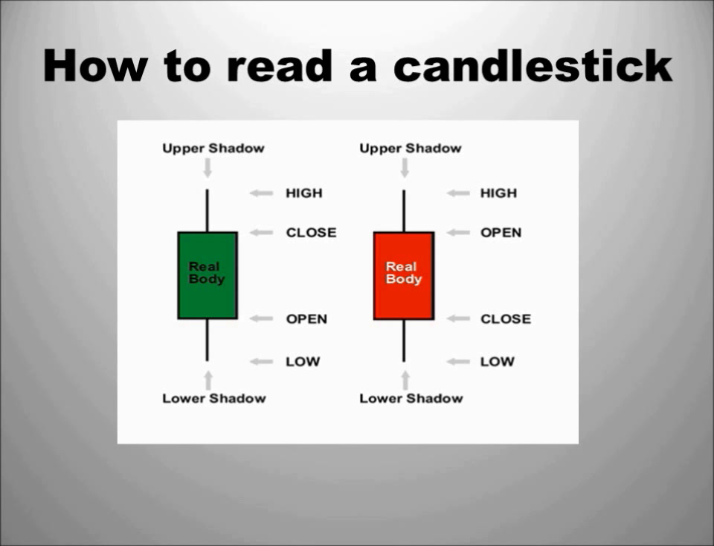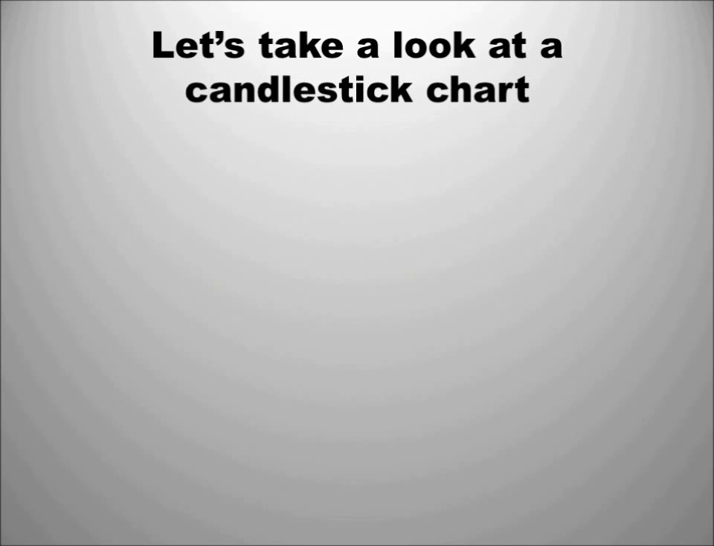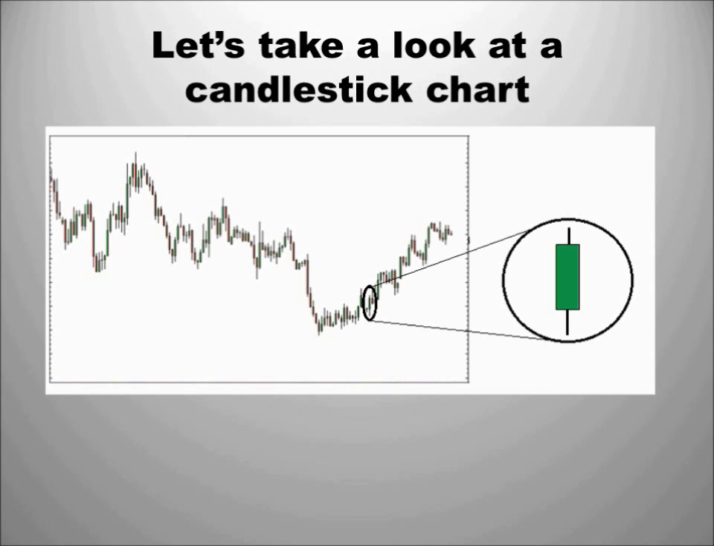We don't have to use specific colors when we trade on the Forex market. However, it is very common to use green to symbolize the bull market and red to symbolize the bear market. So keep that in mind as we look at many charts throughout these videos. So again, green means the price went up. Red, the price went down. So let's take a look at the candlestick chart.